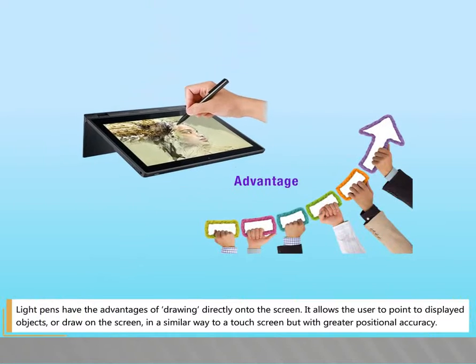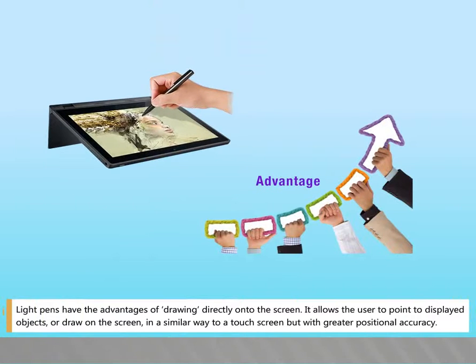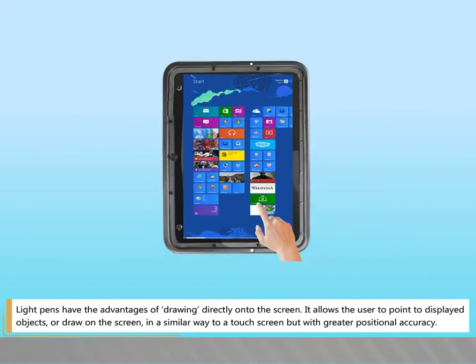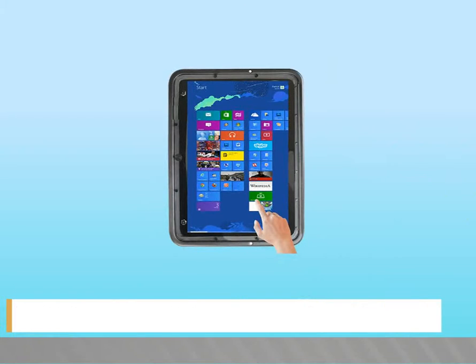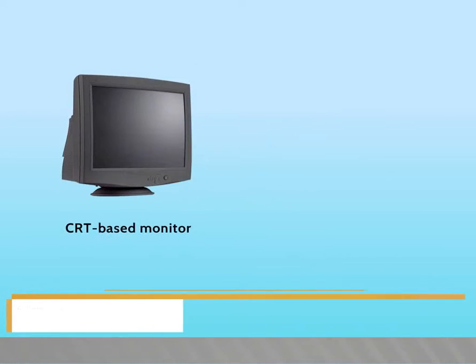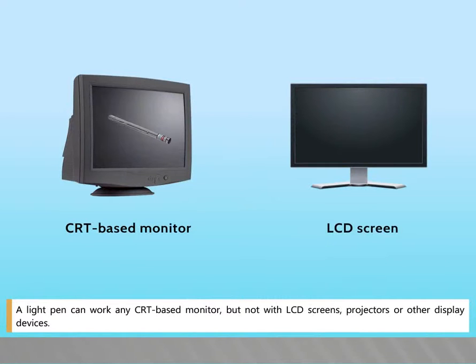Light pens have the advantage of drawing directly onto the screen. It allows the user to point to displayed objects or draw on the screen in a similar way to a touch screen but with greater positional accuracy. A light pen can work with any CRT-based monitor, but not with LCD screens, projectors or other display devices.